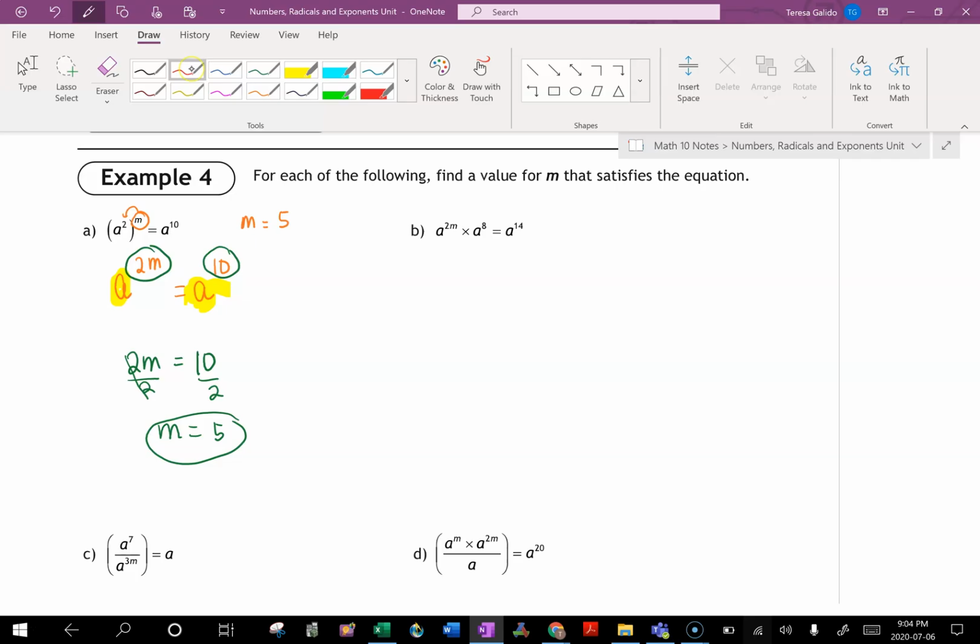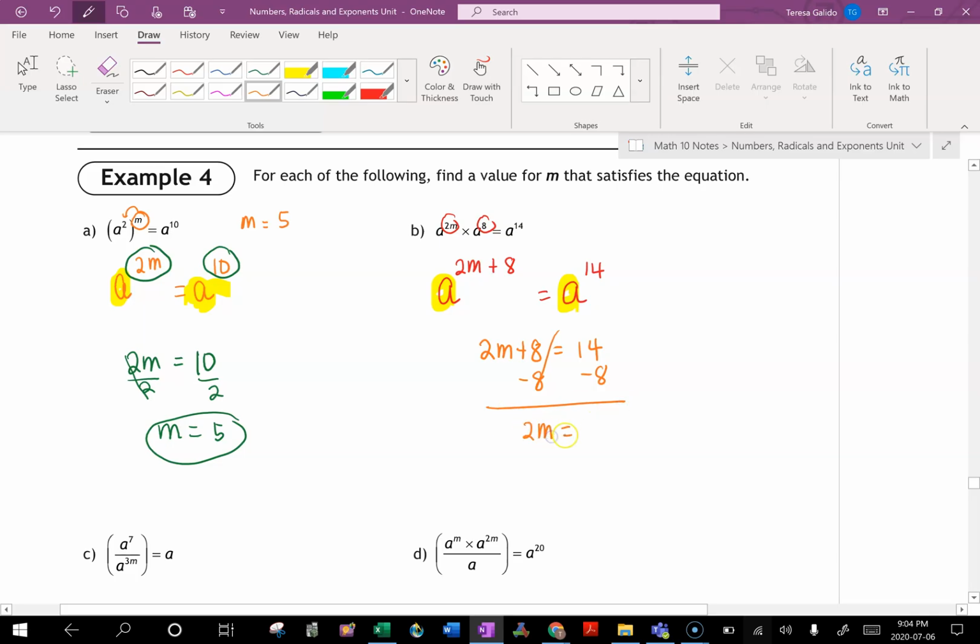And what about letter B here? Let's look at letter B. Letter B is multiplication. So what do we do with the exponents? We actually add them. So this becomes A to the 2m plus 8 is equal to A to the 14. And now we are putting them together, corresponding them together. That's A and A here. So it's gotta be that 2m plus 8 is equal to 14. And we're solving for m afterwards. How do we solve for m? Subtract both sides by 8. Some algebra here that we are reviewing. That's 2m equals 14 minus 8, which is 6. Divide both sides by 2. M is actually equal to 3.